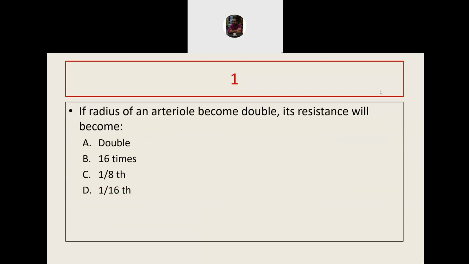If radius of an arteriole become double, its resistance will become A double, B 16 times, C 1/8 and D 1/16.